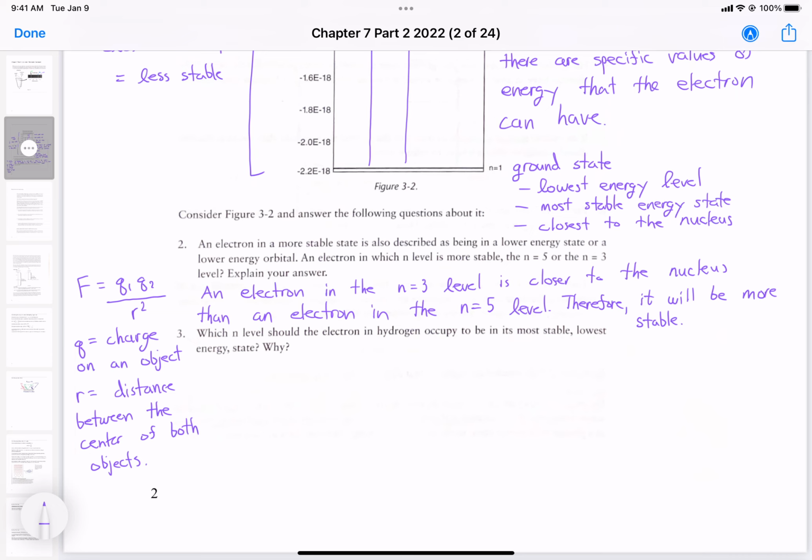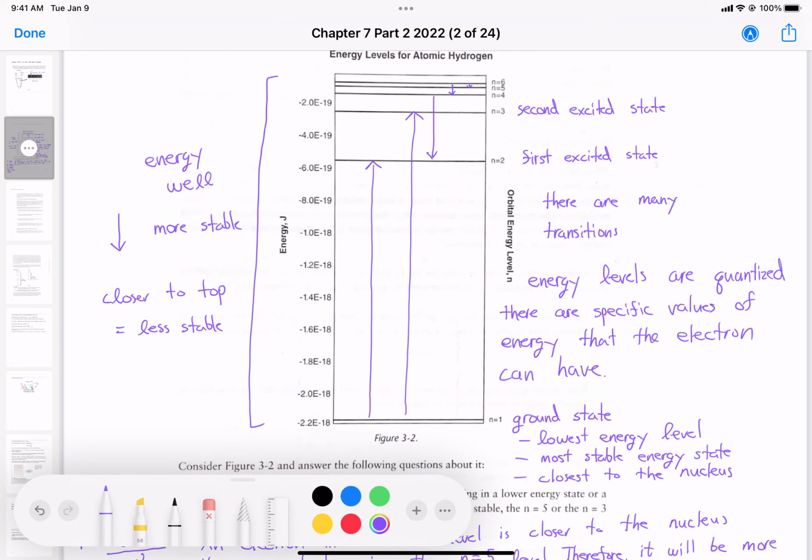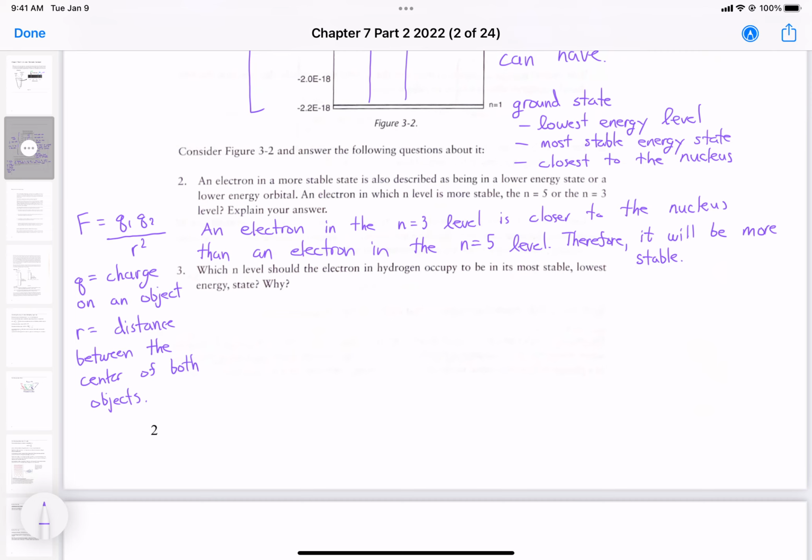Now let's try this other question. Which n level should the electron in hydrogen occupy to be in its most stable, lowest energy state? And why? If we think about the energies in our diagram, they increase as we move further away from the bottom of the well. That means it has more energy, and if the electron has more energy, it's going to have more kinetic energy and also more potential energy as it moves away from the nucleus. So the most stable state should be the state in which it has the lowest energy, or where it's closest to the nucleus, at the bottom of this well.